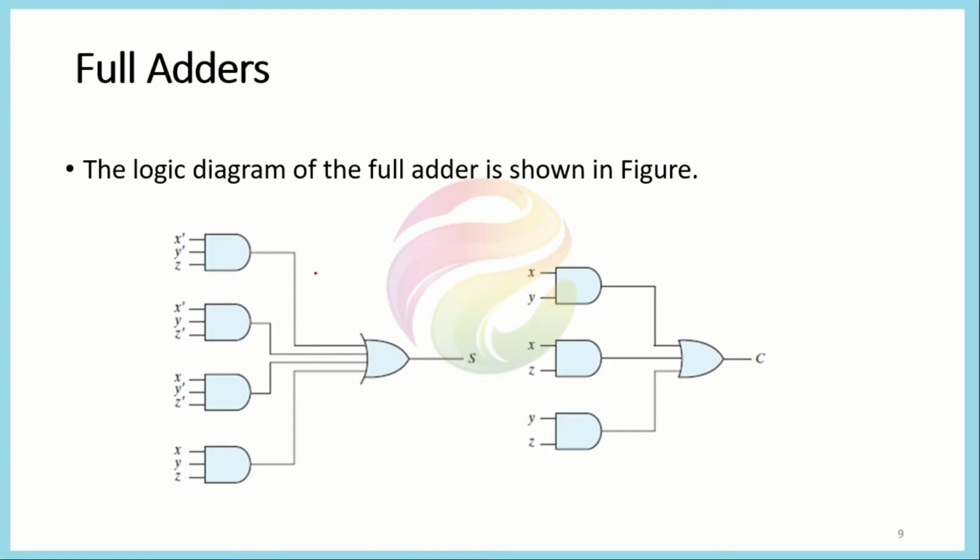Now, if we want to represent it in the form of a circuit diagram, it is in sum of product form. So first we calculate the products, using AND gates. We calculate the four products here, and then we OR them to get the sum term. These are the four minterms we have calculated, and then we OR them to get the sum result. So this represents the sum.